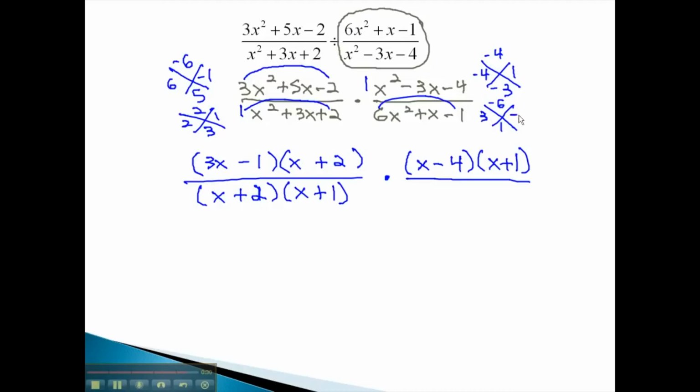In the denominator, we're multiplying to negative 6 and adding to 1. This is going to be 3 and negative 2. As we try and factor, we find the way to get 6x squared is going to be 3x times 2x, because 6 times 1 will not work. 3x times positive 1 and 2x times negative 1 will make it work. And now we can divide out our common factors of 3x minus 1, x plus 2, x plus 1, to get our final answer of x minus 4 over 2x plus 1.